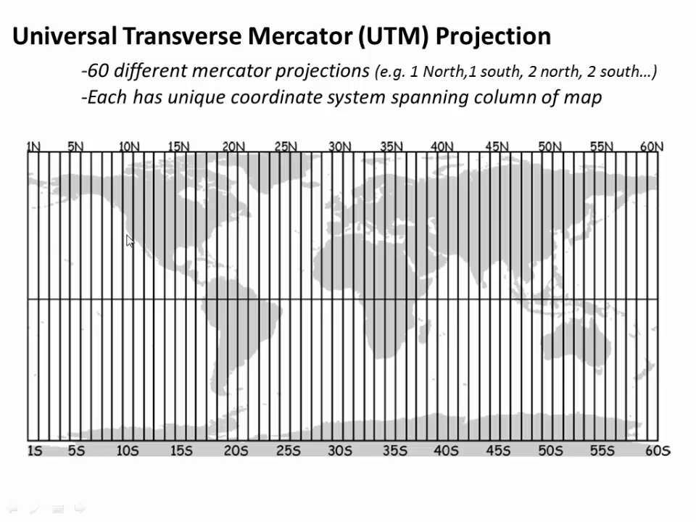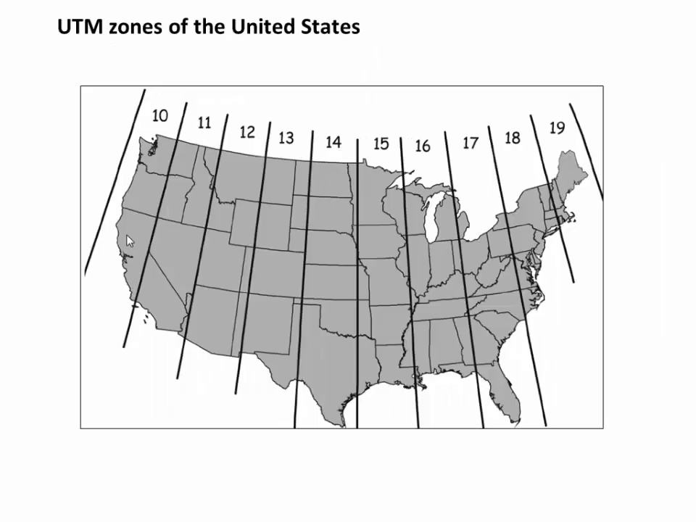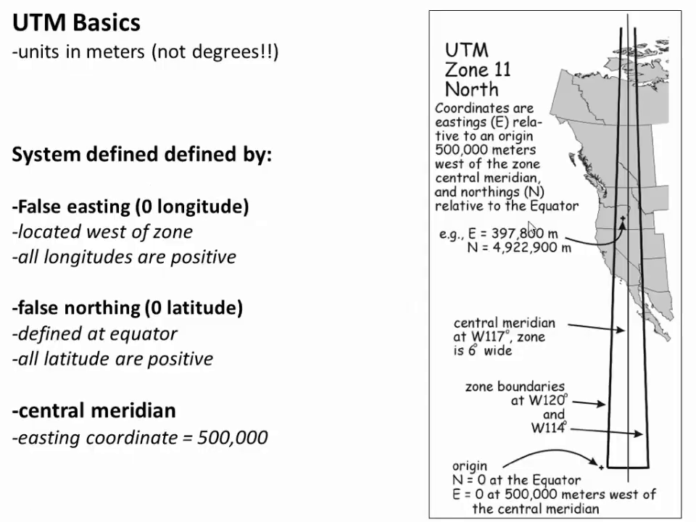So if you're going to define your UTM coordinates, you also need to always define which UTM zone or box you're in. And here's an example for the United States. We're spanned by 9 or 10 different UTM zones. In Vermont, we're in UTM zone 18N, where N stands for north. And so within one of these zones, how do the coordinate systems actually work?